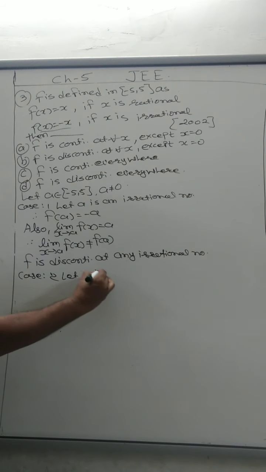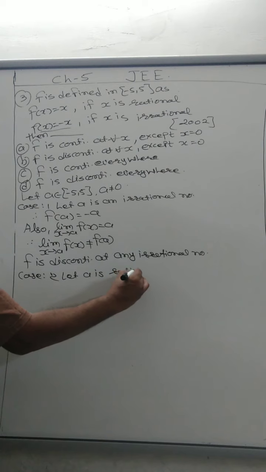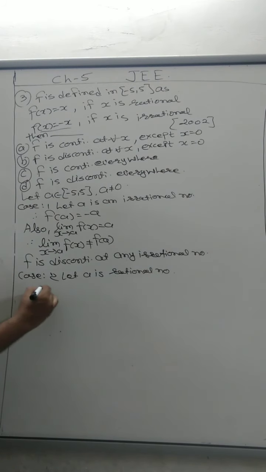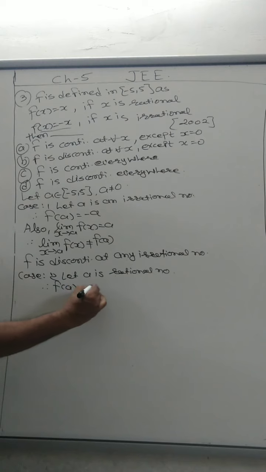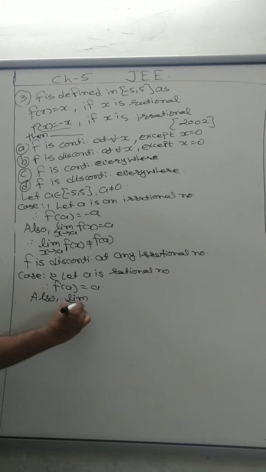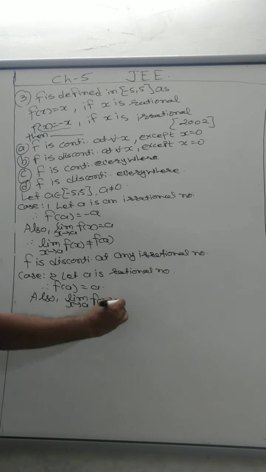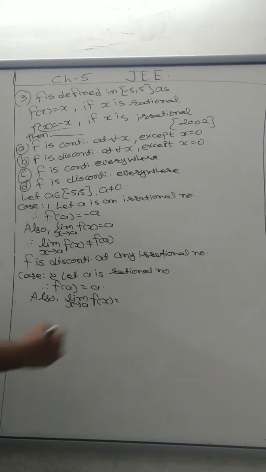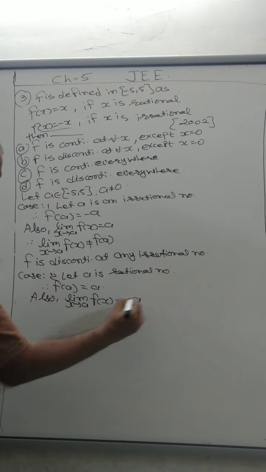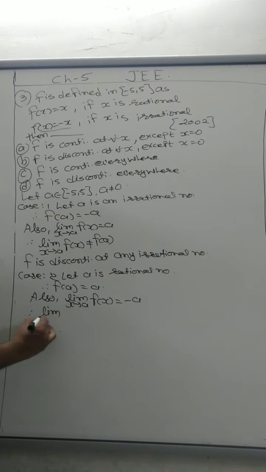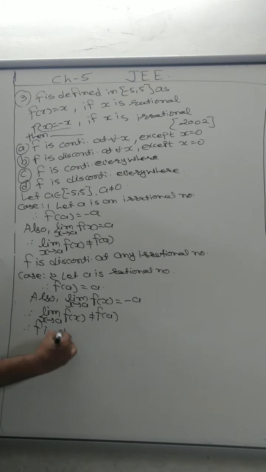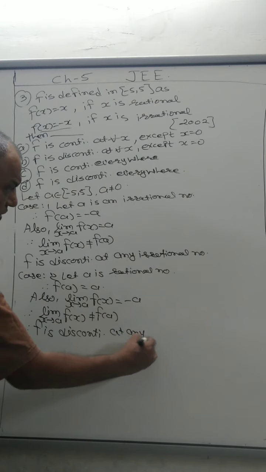Second case: let a be a rational number. Therefore f(a) equals a, and the limit as x tends to a of f(x) is equal to minus a. Therefore the limit as x tends to a of f(x) is not equal to f(a). Therefore f is discontinuous at any rational number.